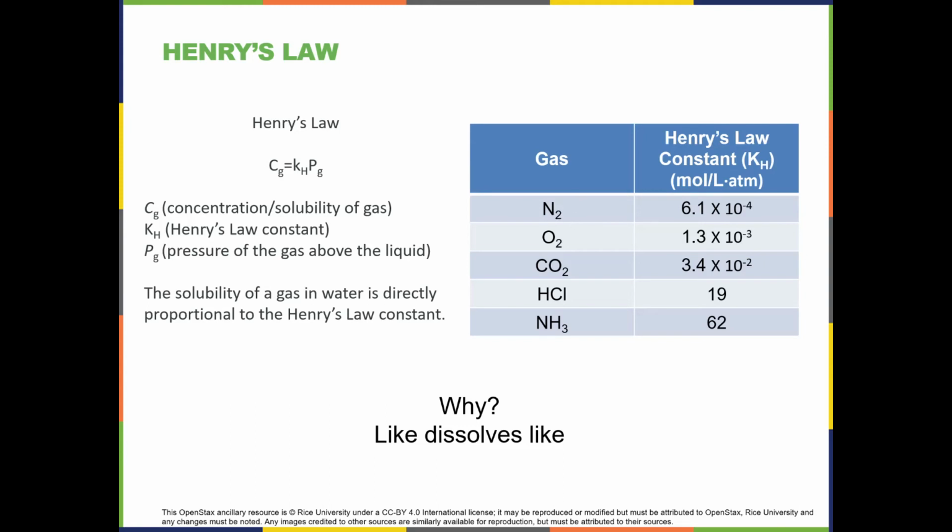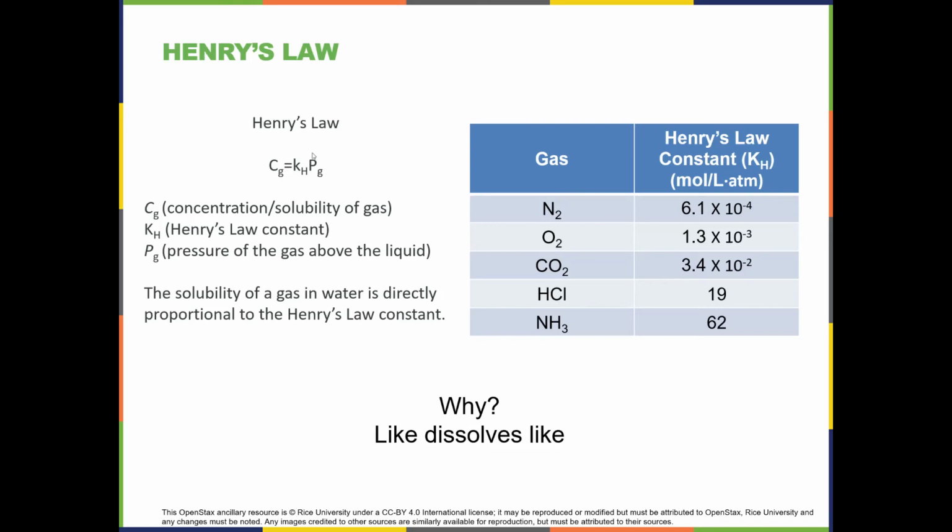And there are some drinks that contain dissolved nitrogen. Guinness beer is an example of that. And Guinness beer uses nitrogen as opposed to regular beer, which uses carbon dioxide. And since nitrogen is less soluble, it's less fizzy, which gives it a different taste than beers containing carbon dioxide. So the Henry's law constant is essentially based on the intermolecular forces between the gas, nitrogen and ammonia are two examples, and water. The stronger the intermolecular forces with water, the more soluble the gas is. So like dissolves like explains this.